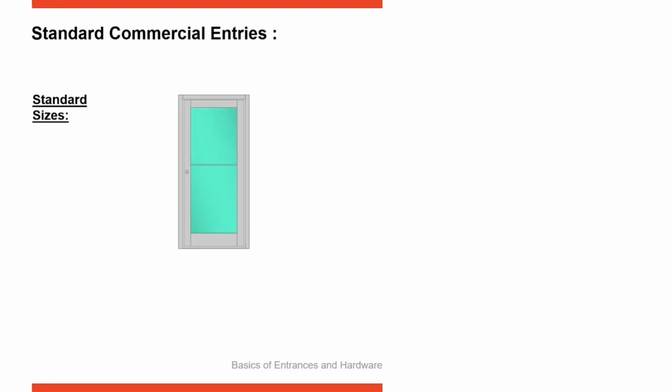Now, as far as standard sizes, standard size door in a commercial application is what we call 3070. So we're referring to 3 foot 0 inches wide by 7 foot 0 inches tall. So a single door 3070, when you look at a pair, that's going to be 6070.